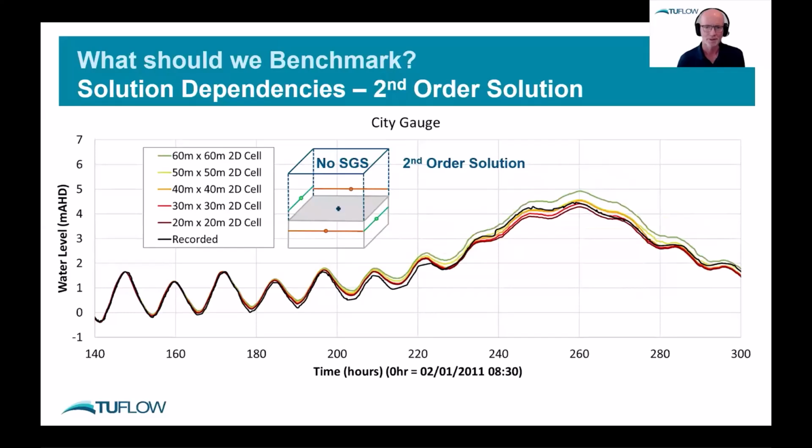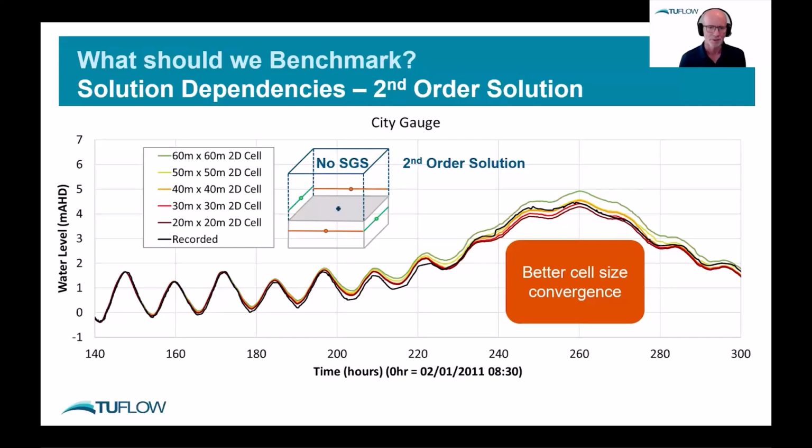So if you move to a second order solution, nothing else is different. You're seeing the results converge much more nicely. The 60 meters sort of stands out a bit, but you probably get an okay result with any of the other resolutions. So what that's telling you is that you can probably work with anything from 50 meters downwards in a second order solution. And importantly, you're getting some sort of convergence. So that means you can be reasonably confident you don't have to go down to a 20-meter model. You can work with a 30 or 40-meter model.